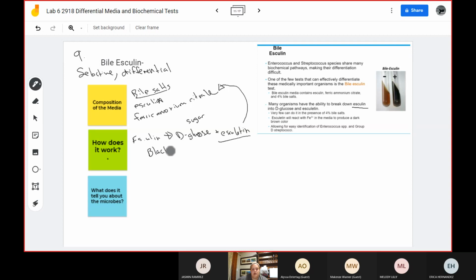So if it is black, it is positive for this esculetin production, and it means that the bacteria can use esculin. If it stays brown, it is negative. So you can see in this picture here, it's like a reddish brown. I would call that brown. And what does this tell you about the bacteria? First of all, if it is growing in there, it's probably gram-positive, as well as whether or not it can use this esculin as a food source.